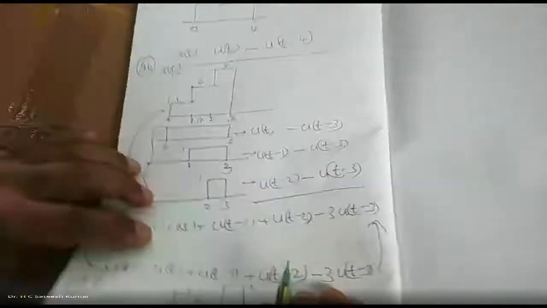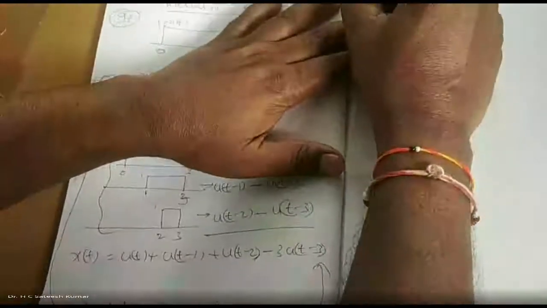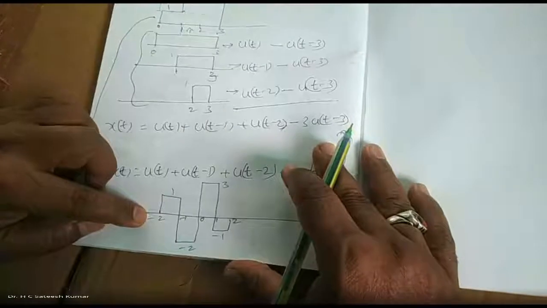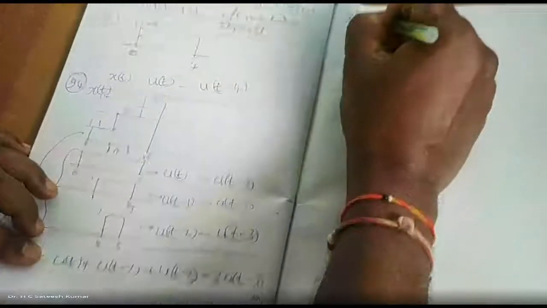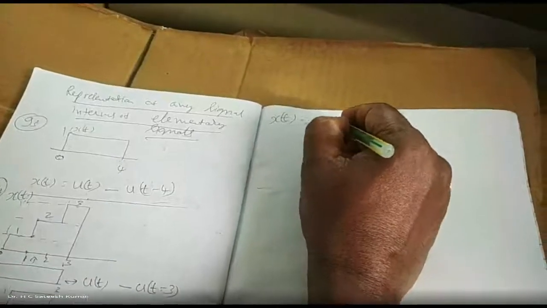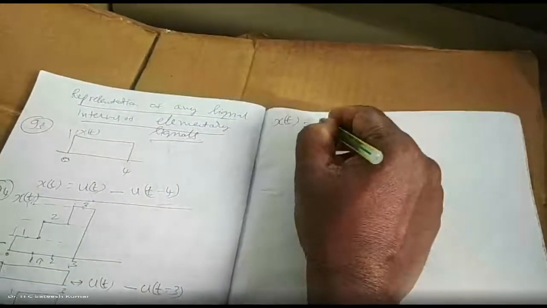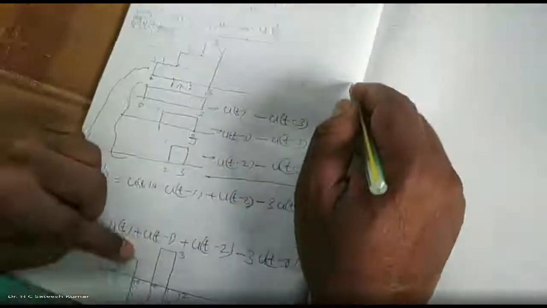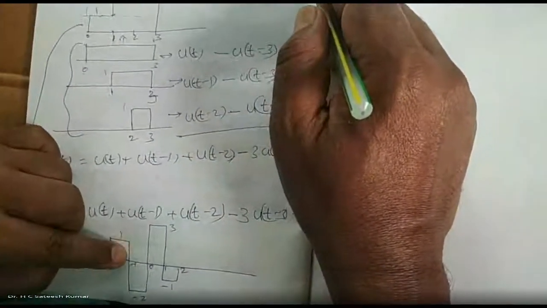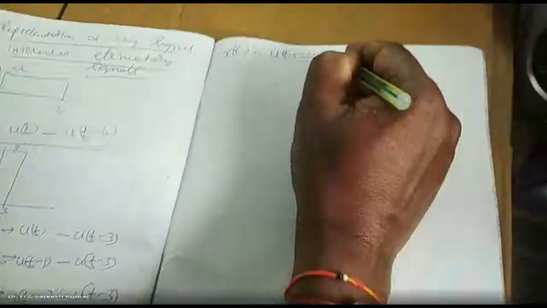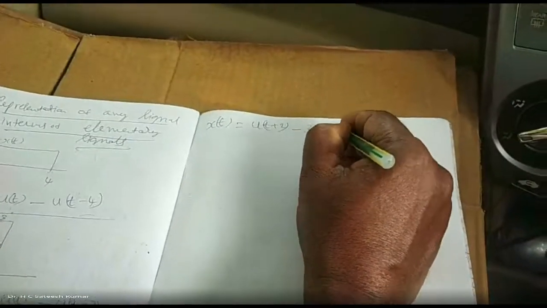Okay, look here. X of t is equal to, at minus 2, up by 1 unit. Minus 2 means u of t plus 2, up by 1 unit, plus 1. Next, at minus 1 fall by here 2 units, here 1 unit. Total fall is 3 units. Minus 3 into u of t plus 1.